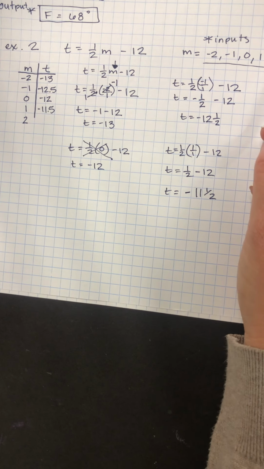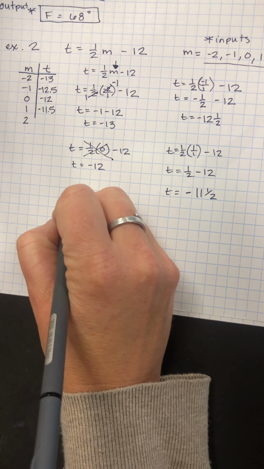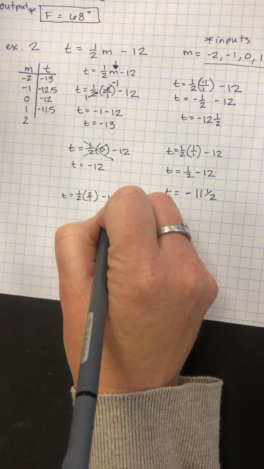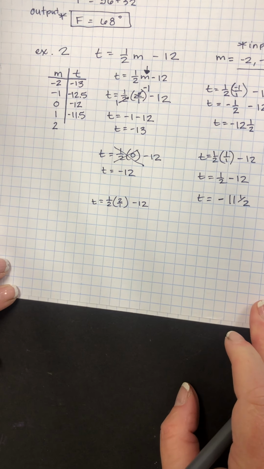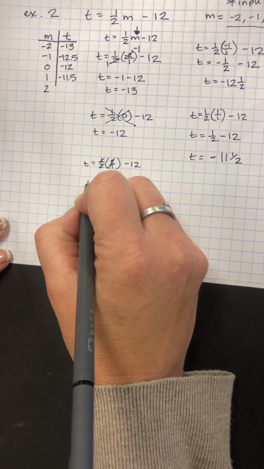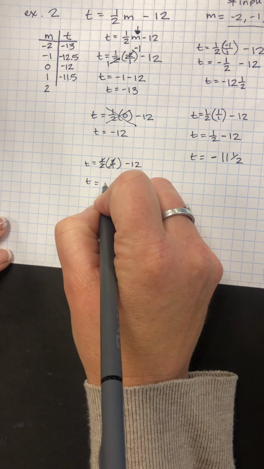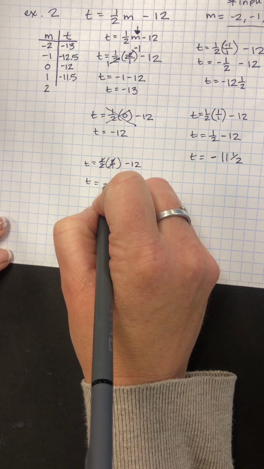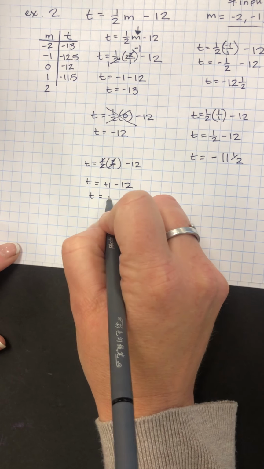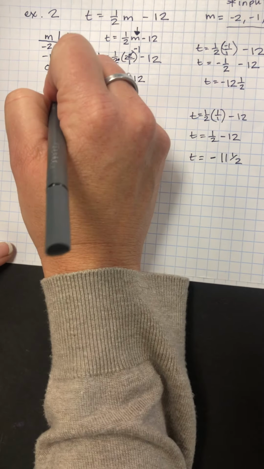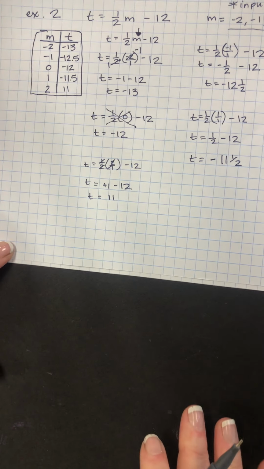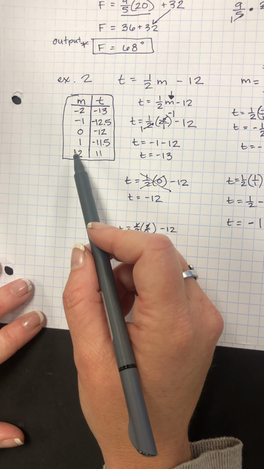And then for the last one, I have a 2, a positive 2. So the last time I'll be solving this problem, 1/2 times 2 over 1 minus 12. The 2's cancel out, the 1's cancel out. T equals 1, positive 1, minus 12, which is negative 11. Okay? So now my table is complete.